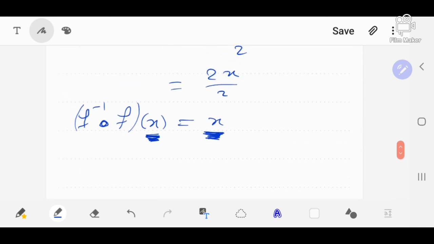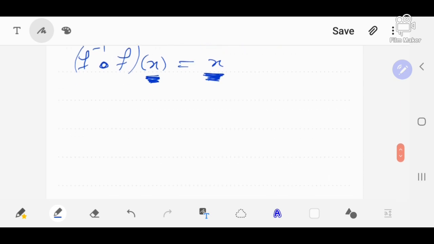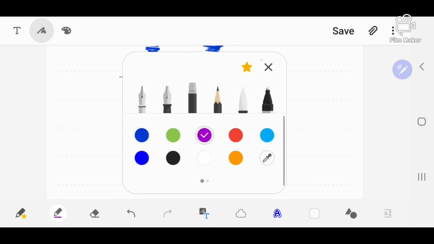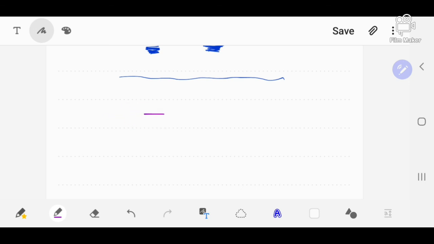Let's say we have an example. We have sine x equals half, and I want to solve it. How am I going to solve this? How would I find the value of the angle x here? Well, we need to isolate it. How am I going to isolate x?